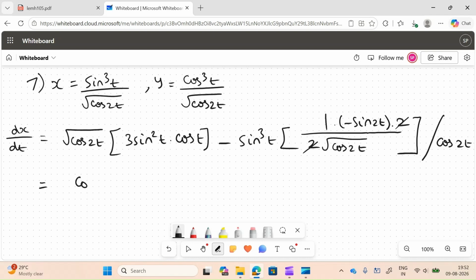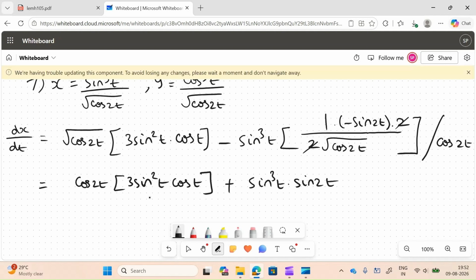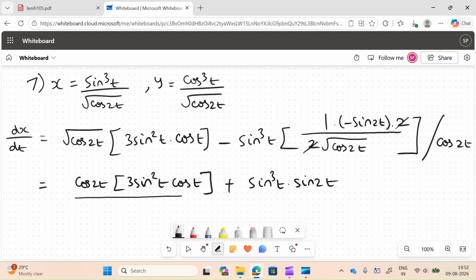Take LCM, you'll get cos 2t times 3 sine square t cos t plus sine cube t times sine 2t, divided by, because you'll get root of cos 2t. Root of cos 2t and cos 2t combine to give cos 2t power 3 by 2. Understood? Okay.